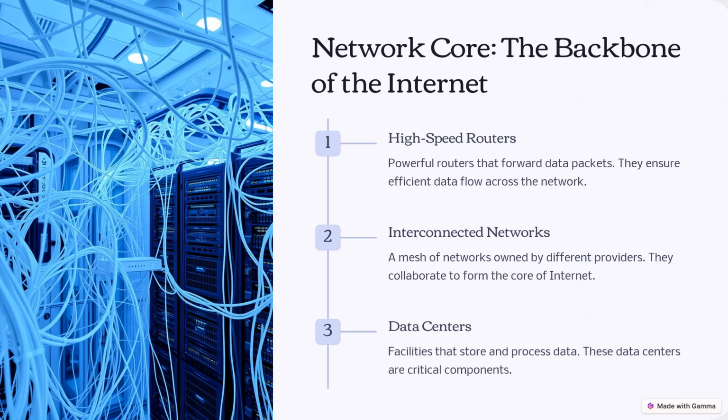While the network edge connects users, the network core is the backbone of the internet. It's made up of high-speed routers. These powerful devices forward data packets between networks, ensuring that information reaches its destination quickly and efficiently. Interconnected networks. The core is a mesh of networks owned by different providers like ISPs and telecom companies. They work together to form the global internet. Data centers. These are massive facilities that store and process data. They host everything from websites to cloud services, making them critical to the internet's operation.